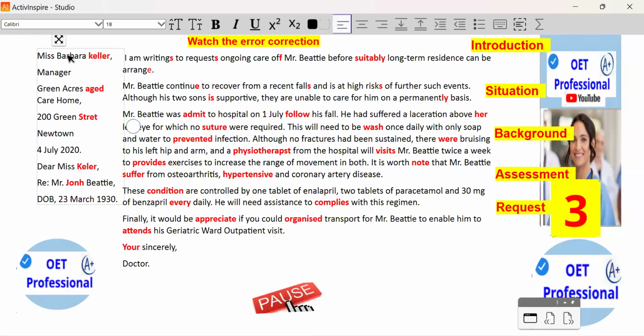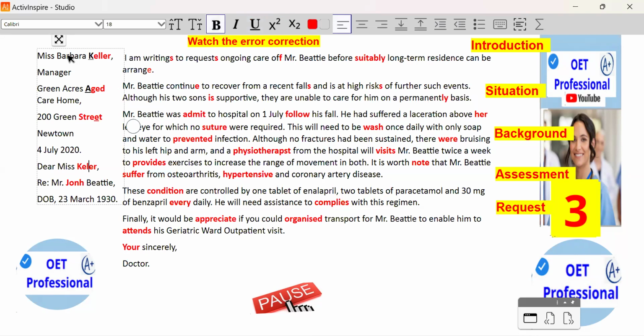Miss Barbara Keller needs to be capitalized. Names are always capitalized. Green Acres Aged Care Home also needs to be capitalized. Street is spelt incorrectly. Newtown, 4th of July 2020.